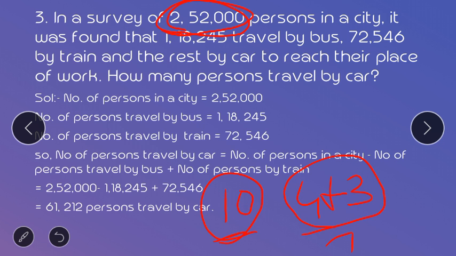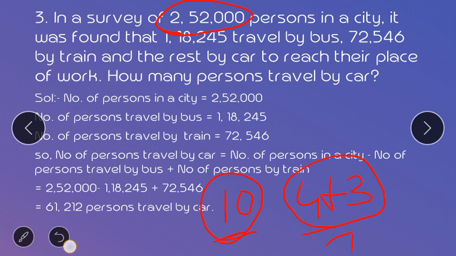Out of this total, this many people have gone by bus and this many people have gone by train. So what you have to do? You have to add these two. Out of that, what answer you are getting, you have to subtract this number. Like 2 friends got 7 toffees, so 10 minus 7, 3 toffees will remain that you have to give to your next friend. Same way you have to tell how many persons go by car. Clear, children? So you will get the answer 61,212 persons travel by car.